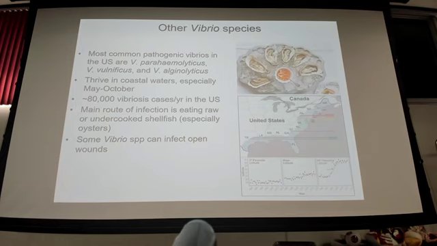Other Vibrio species, parahaemolyticus, we talked about a little bit, vulnificus and alginolyticus. We do see these in the United States. What kinds of things are they associated with? Routes of entry, transmission. Uncooked shellfish, oysters, mussels, clams, things like that. What else? Wounds, I heard somebody say wounds. How does that happen?